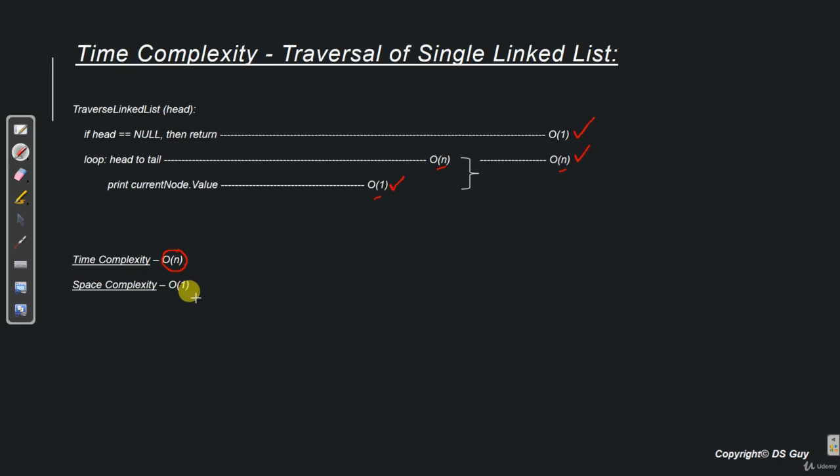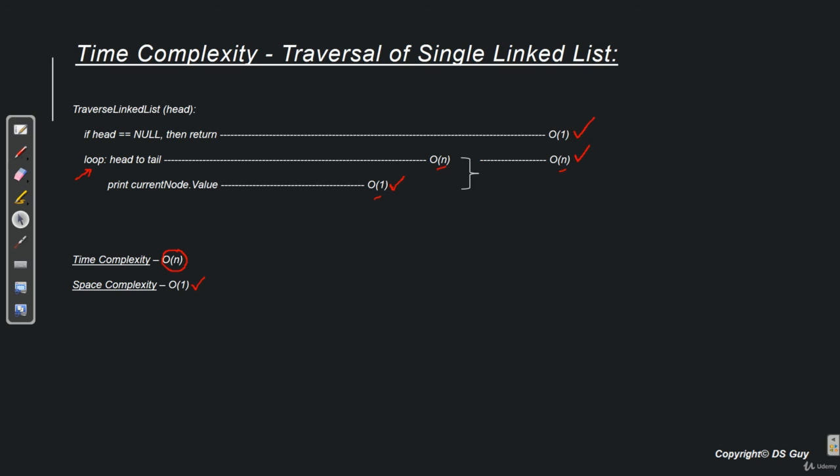Now the space complexity is order of 1 because we are using a temporary variable over here to do the loop. Apart from that, we don't need anything else. So the space complexity is order of 1.